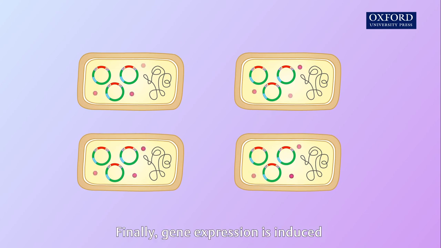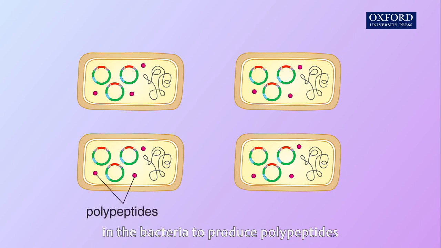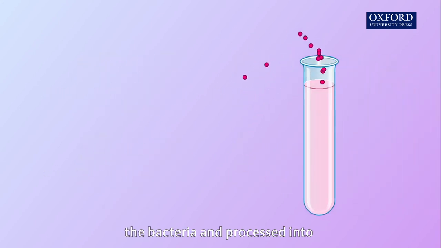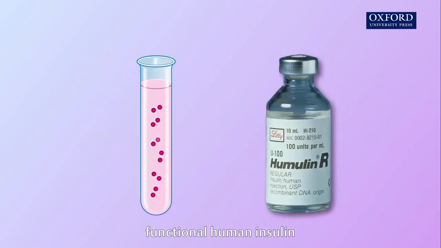Finally, gene expression is induced in the bacteria to produce polypeptides. The polypeptides are extracted from the bacteria and processed into functional human insulin.